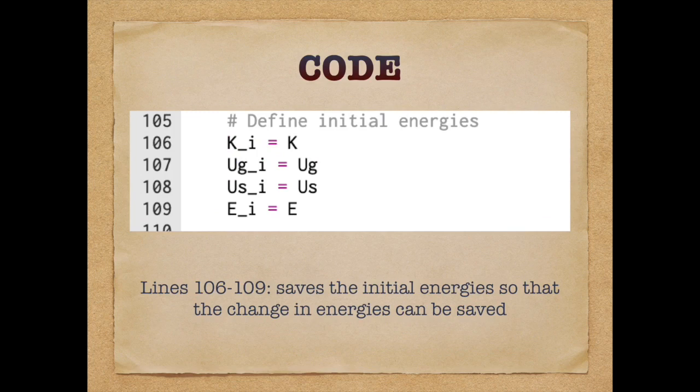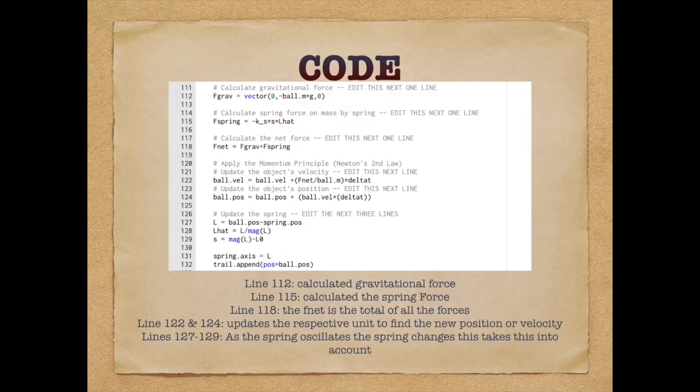Before the loop, we just want to go ahead and say what our initials are going to be so that we can use those for later calculations. And then for line 12, we're going to calculate the gravitational force. For line 15, we're calculating the spring force. For F net, we know that's going to be the spring plus the gravitational force, which is going to equal 0 in theory. And then the ball's velocity is going to be updated through this equation, and the ball's position is going to be equal to this.